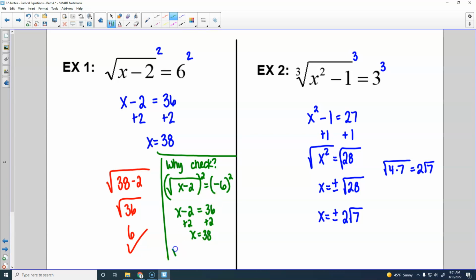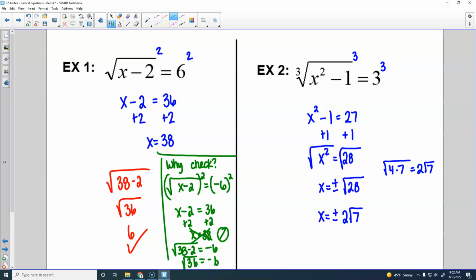But if we plug that back in, 38 minus 2 equals negative 6. Square root of 38 is 36. That's never going to equal negative 6. It's going to be positive 6. So that would tell you that that's extraneous, and you would have no solution or empty set there. You would not have an answer for that one.